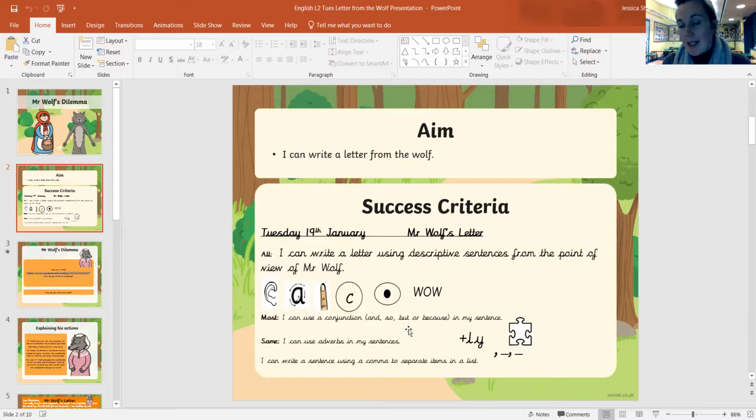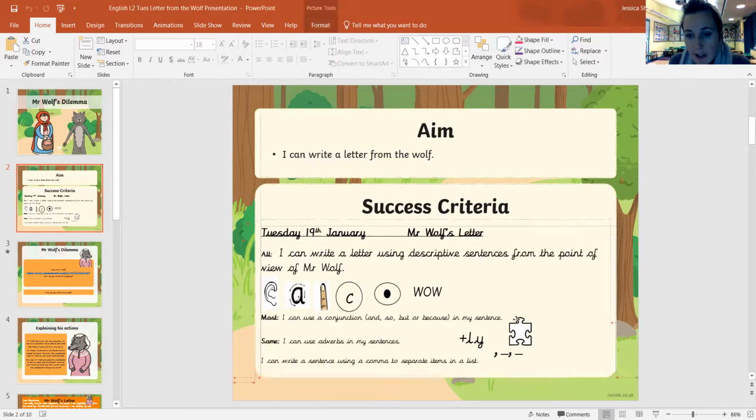Then, if you would like to make your writing a higher level, I would love for you to have a go at using a conjunction. I show you that using the jigsaw piece. So that's and, but, so, because. Then you might even like to have a go at using adverbs, like quickly, words that have "ly" on the end to help tell your story, or an expanded noun phrase, so using two adjectives with a comma in, or even to write a list. We're going to talk about this more as we go on, but just so you know what we're looking for to start with.